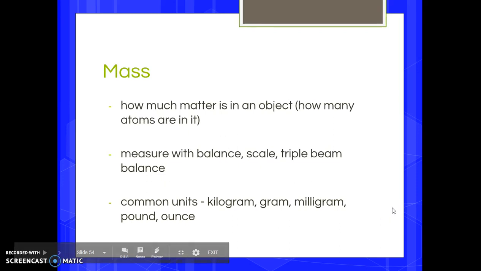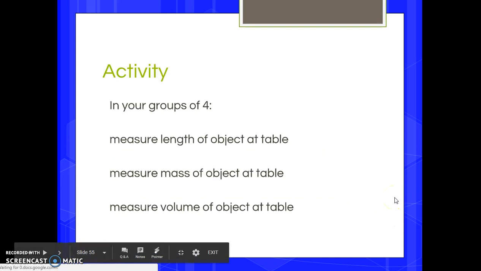Those are all common units for volume, which is the amount of space that a substance occupies. Mass is actually how much matter is in that object. So it's how many atoms are in it. You measure it with a balance, a scale, a triple beam balance. Some common units would be kilogram, gram, milligram, pound, or ounce. Those would be some common units for mass, which you remember is how much matter is actually in that object.